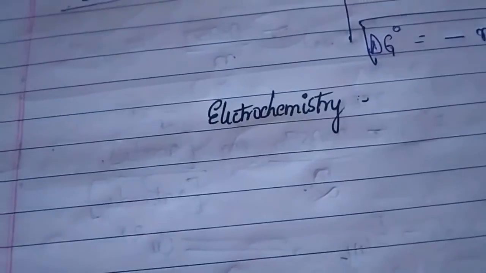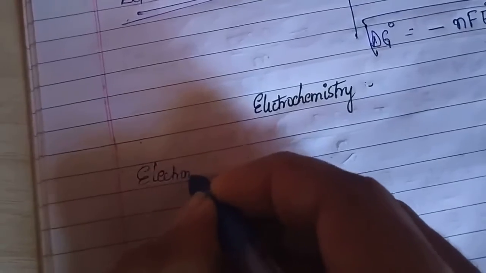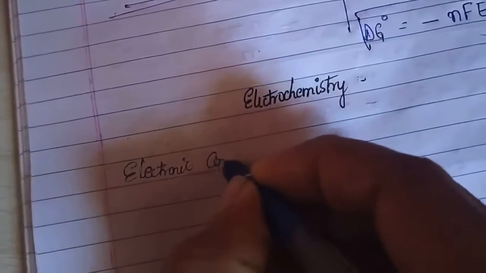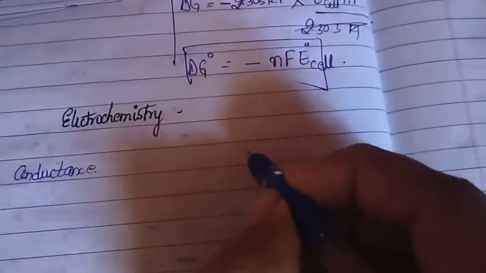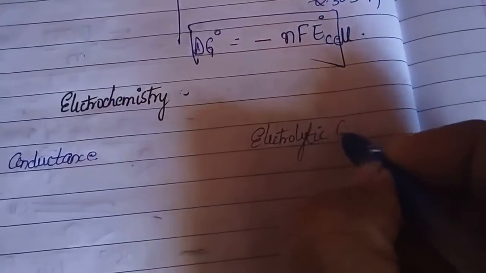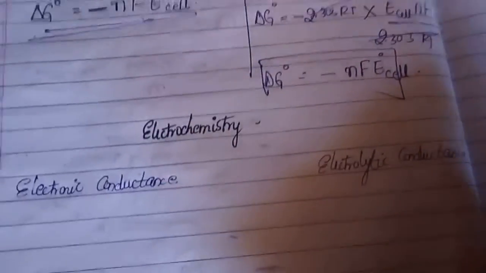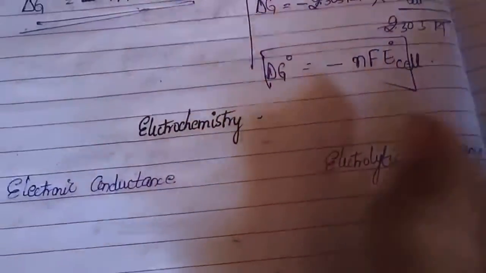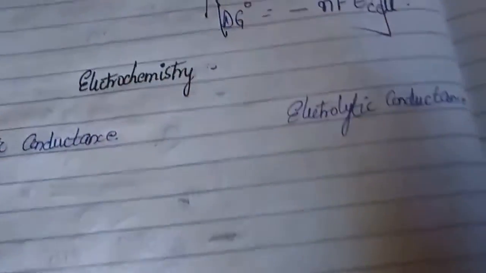One is called electronic conductance, and the other is called electrolytic conductance. What is the main difference between these two? Of course, there are many differences which you could see in my notes, but I would like to give one basic difference which will be clearly understood, so that you can easily differentiate between these two.